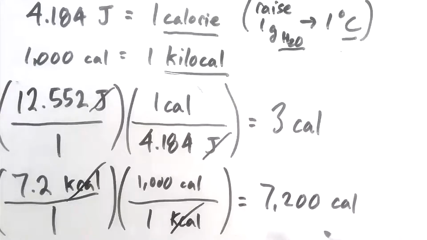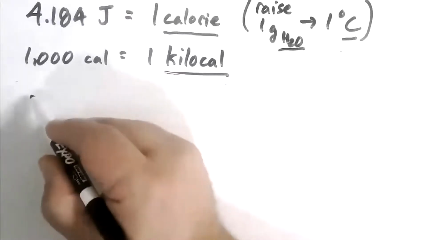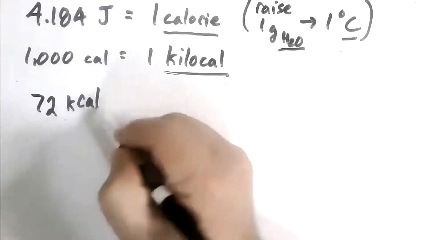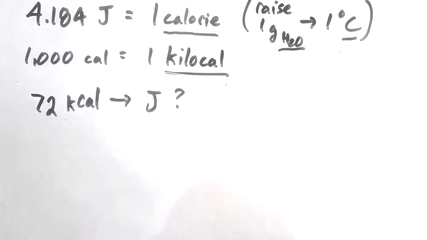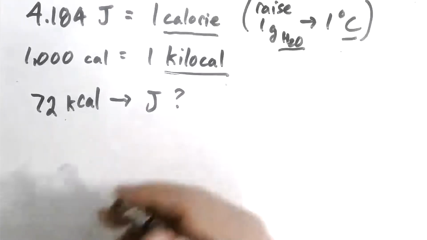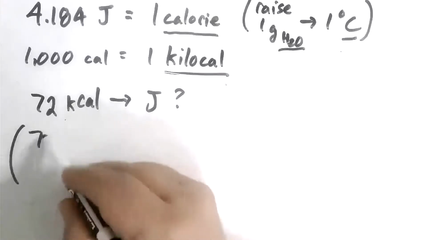But what if we're given a complex problem where we need two conversion factors like before? Well, in that case, we will have something like this. Okay, let's say that our given is 72 kilocalories, but we want to know how many joules that would be. Well, we don't have a one-step conversion factor, so again, we're going to need to have two conversion factors back to back.